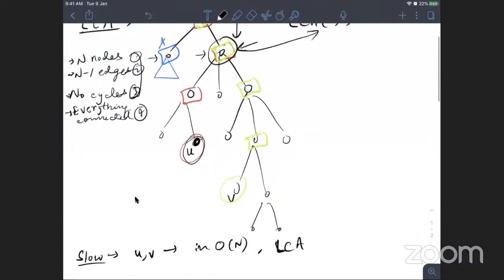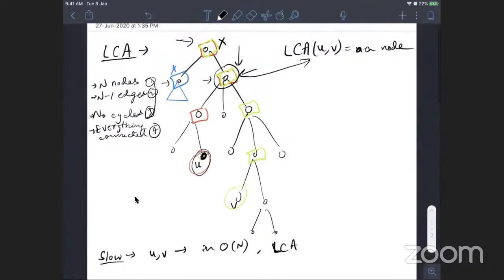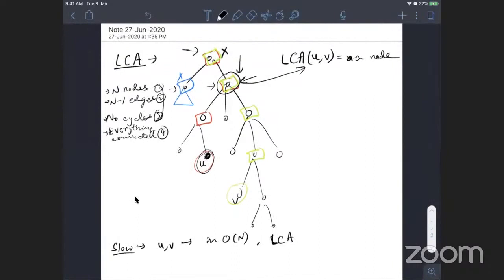Okay, so now the slow solution. Let's say you're given U comma V, and in O(N), you'll find the LCA of U comma V. In this graph, the slow solution is basically, first do a DFS on the tree.